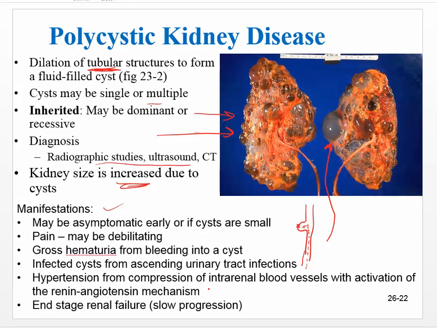Hypertension can result from compression of intrarenal blood vessels. Remember all those arterioles and arteries moving into the kidneys? If you compress those, you may have an issue with hypertension, because you're not able to push blood where it's supposed to go. Or there may be activation of the renin-angiotensin mechanism. You may confuse the renin-angiotensin system, and it may think your body is depleted of fluid because blood flow is being blocked. It sends a signal saying we need to conserve fluid, when maybe your body has plenty of fluid.